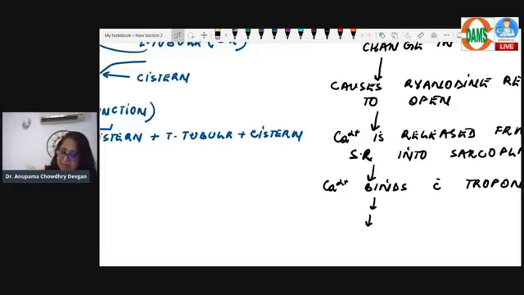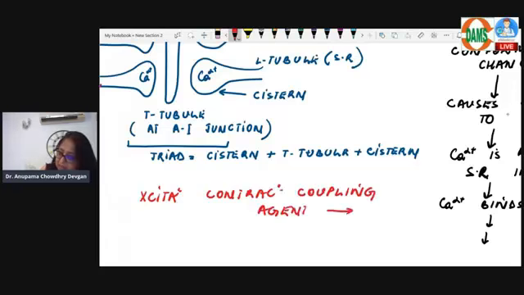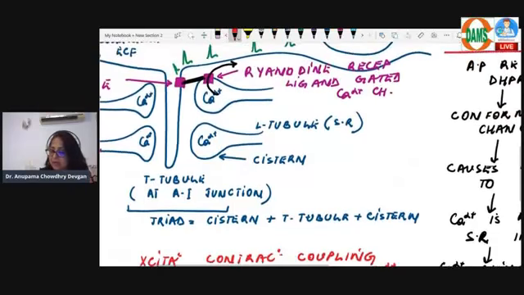And what is the excitation contraction coupling agent? The excitation contraction coupling agent is calcium. Right? So this is as far as excitation contraction coupling is concerned.